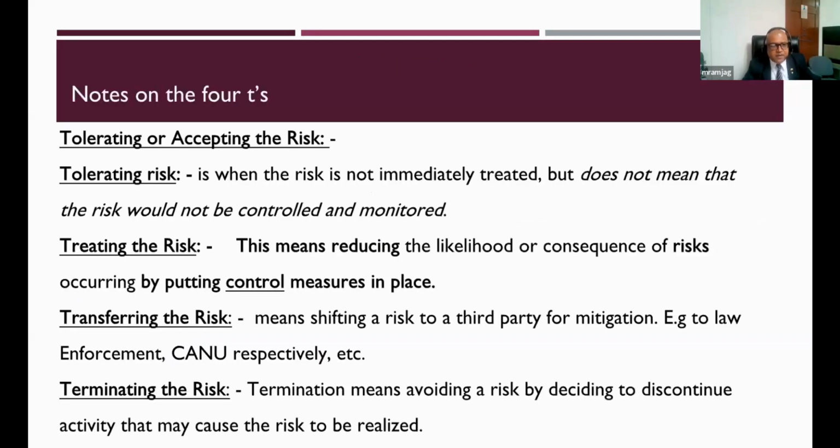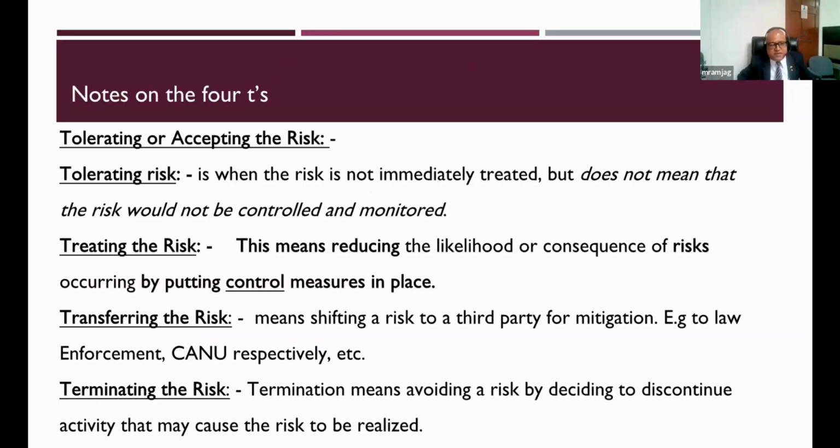Very simple. These are some additional reading, but as I said in the previous slide, that is where you focus. These are for your information with regards to some write-up. Tolerating risk is when the risk is not immediately treated, but it does not mean that the risk would not be controlled or monitored. Treating the risk means reducing the likelihood or consequence of the risk occurring by putting control measures in place. Transferring the risk means shifting the risk to a third party.